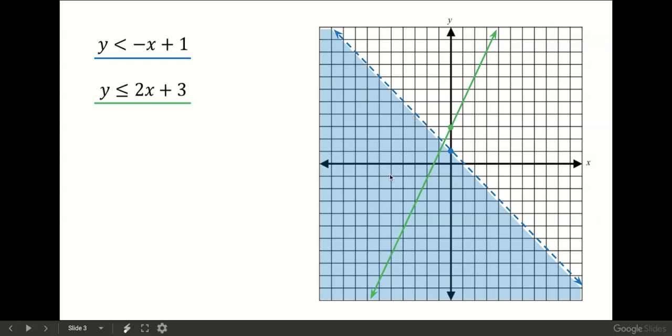But the second equation, or inequality, is equal to. So that one has a solid line. So again, I'm going to go ahead and test what side of the line I'm going to shade. I'm going to test the point (0, 0) again.